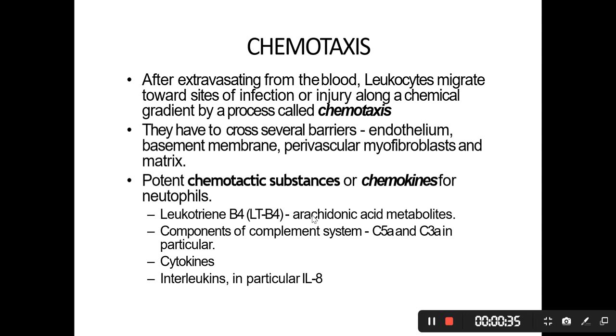Now what are the examples of chemokines? Leukotriene B4, LTB4, that is an arachidonic acid metabolite. Then the complement system components like C5a and C3a, some cytokines and some interleukins, particularly IL-8. Again, this is for your knowledge. You have to know what is a chemokine and some examples. That's it.